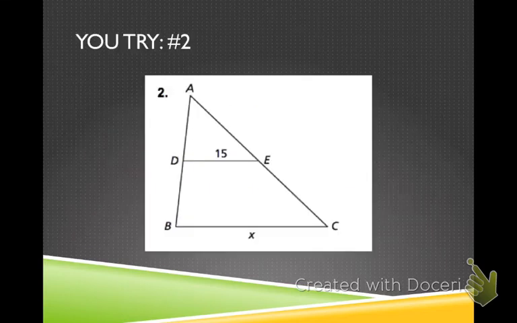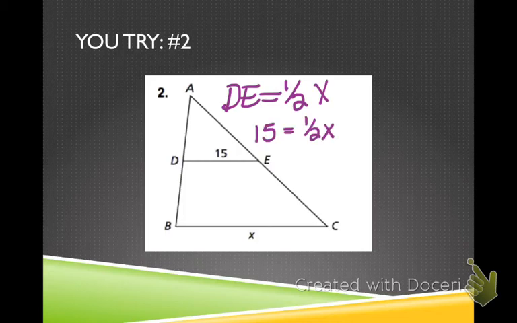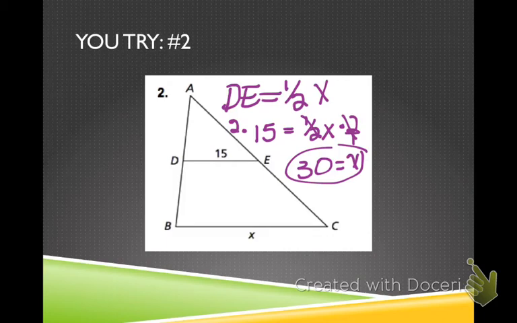All right, now I would like you to try one, so pause your video and try this. I want you to find the length of BC. All right, so you should have written down that the length of DE is exactly 1/2 the length of BC, which is X. Then put in 15 for DE, multiply both sides by 2, and you get that X, or the length of BC, is 30.